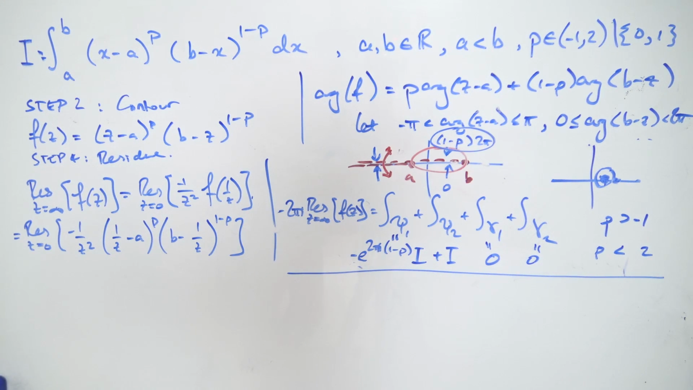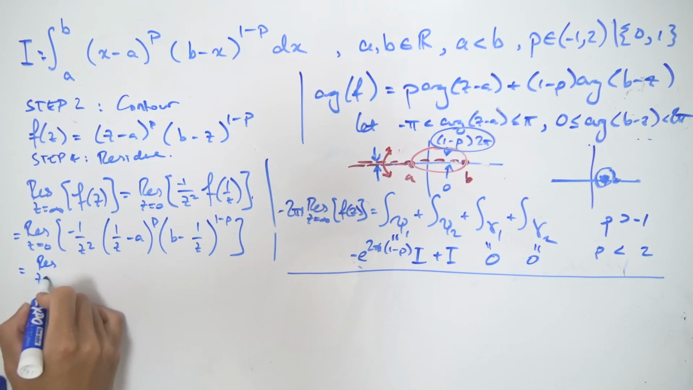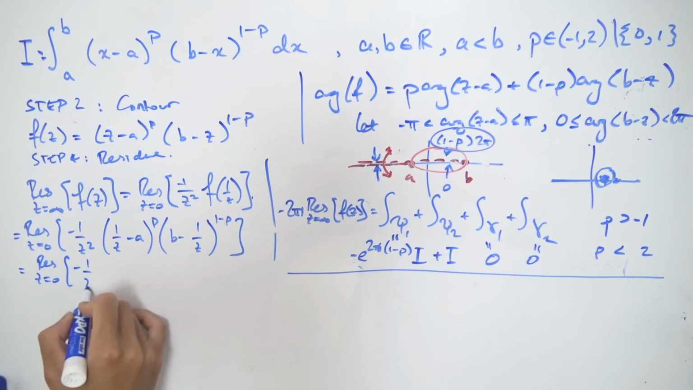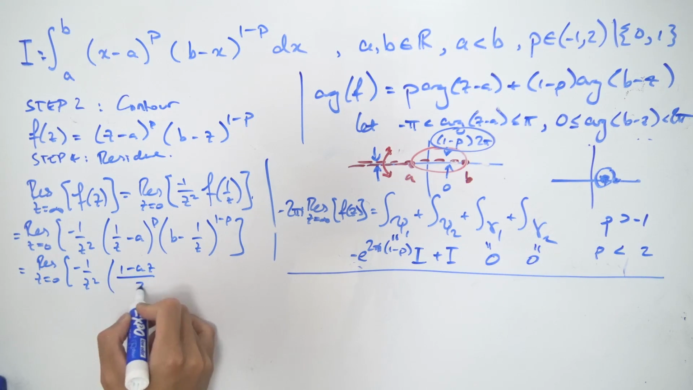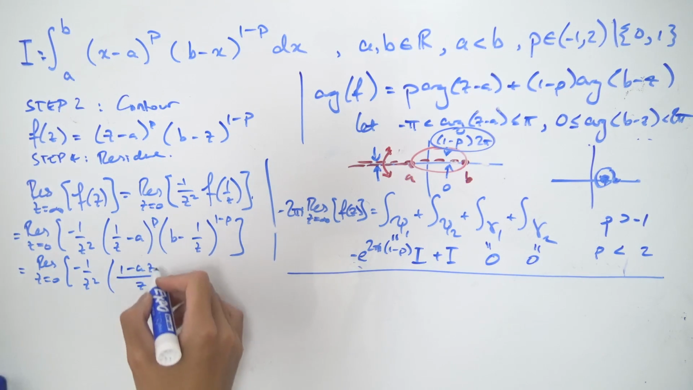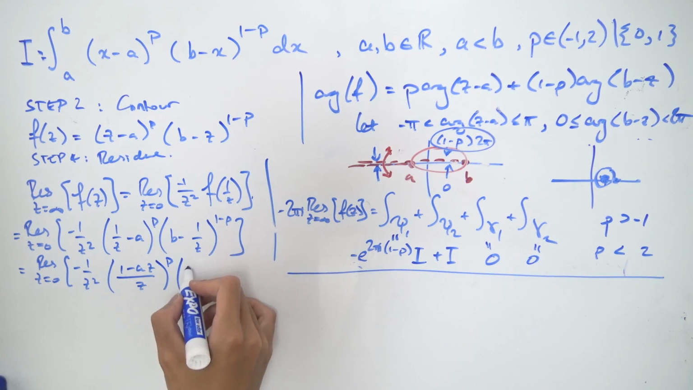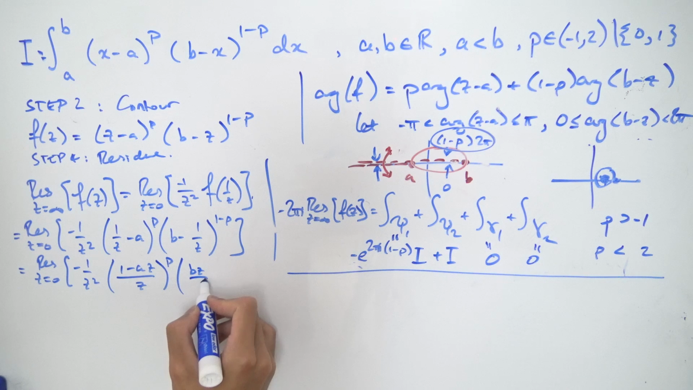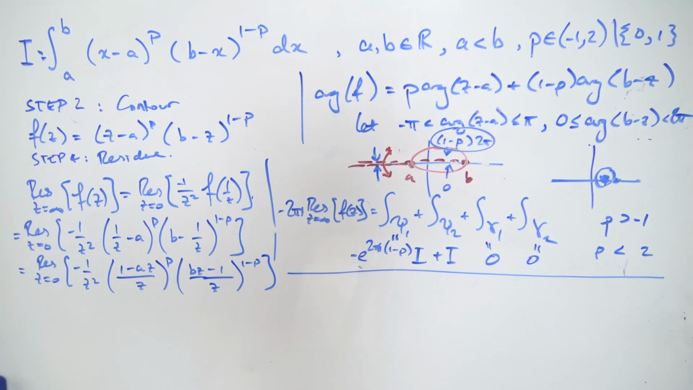Okay, and now what I want to do is get everything in here on a common denominator. So if we do that, we're going to have the residue at z equals 0 of minus 1 over z squared, and then 1 minus az over z. So multiplying this a by z over z, this is raised to the pth power, and then multiplying this b by z over z, we're going to have bz minus 1 over z to the 1 minus p.